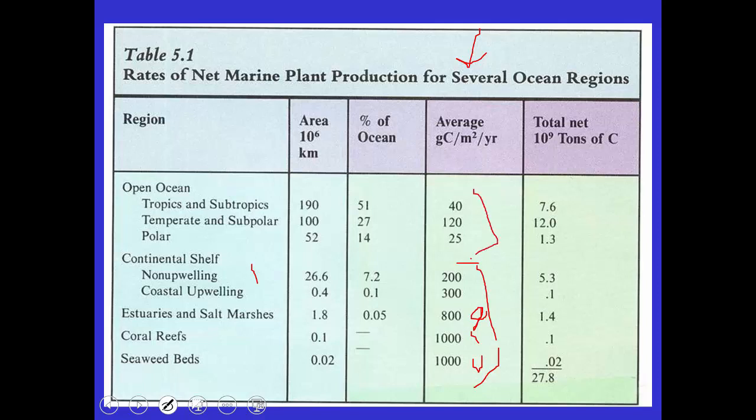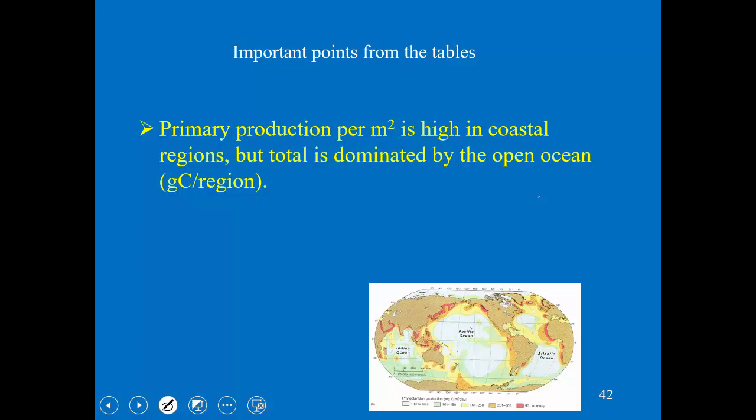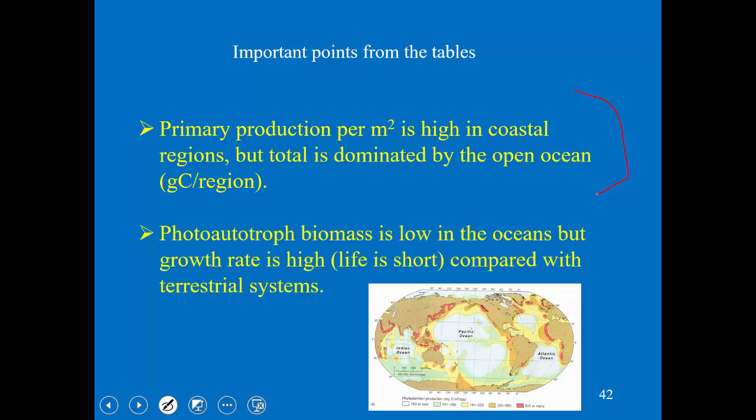On a per meter squared basis, these have much less production going on. But because of the area, especially the open oceans, there's much more primary production going on in the open ocean compared to the shelf and upland regions. So it's really important to keep in mind the units, and I'll have a slide about that in a minute. Per meter squared, it's high in coastal waters, but the total primary production in the oceans is dominated by the open oceans, far from land.